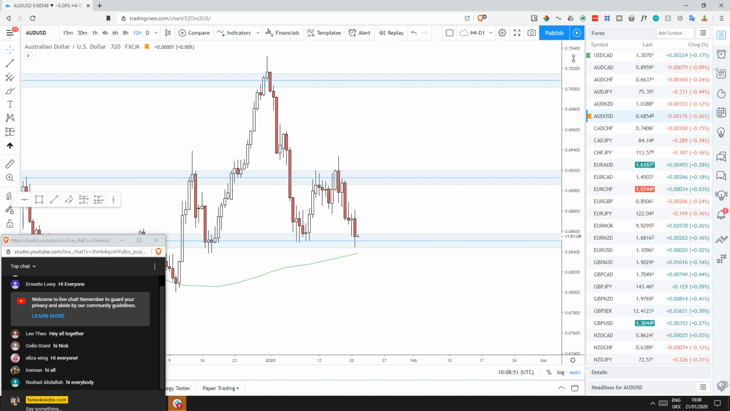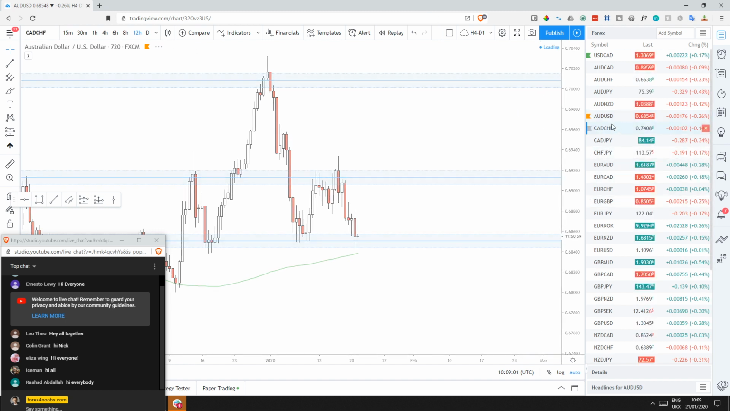Or tighten your stop loss or do whatever. Hey, Rashad. But anyway, let's keep going and looking for some setups.